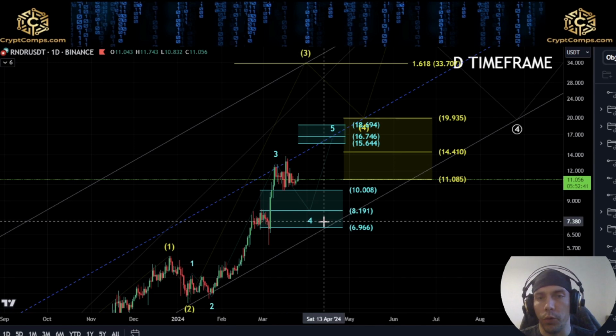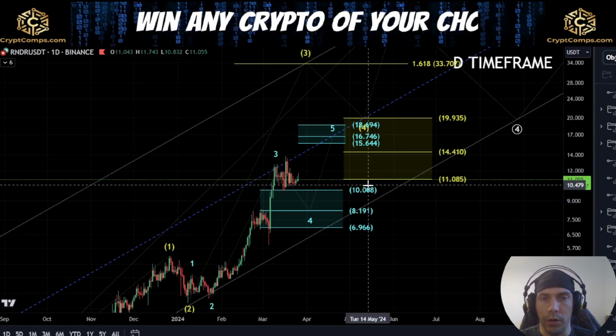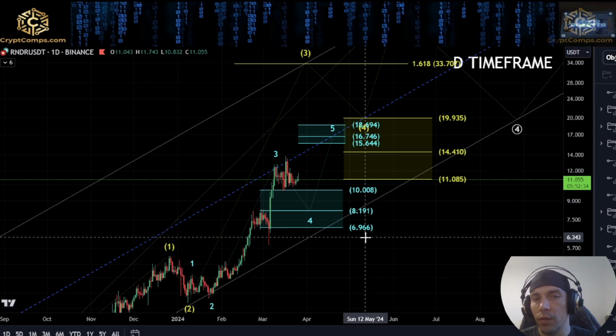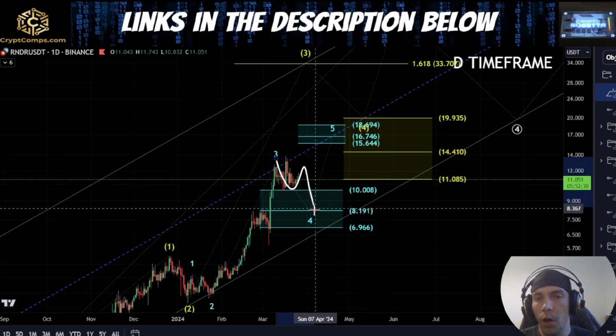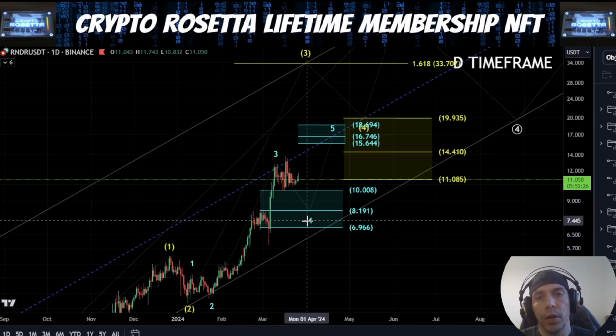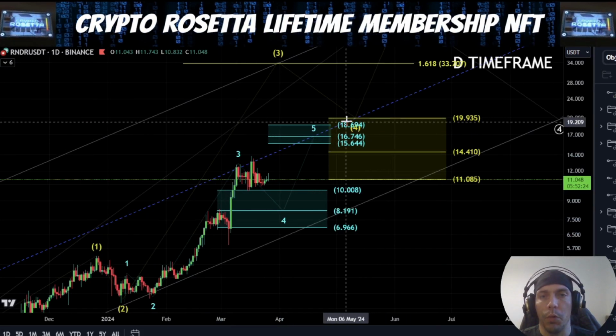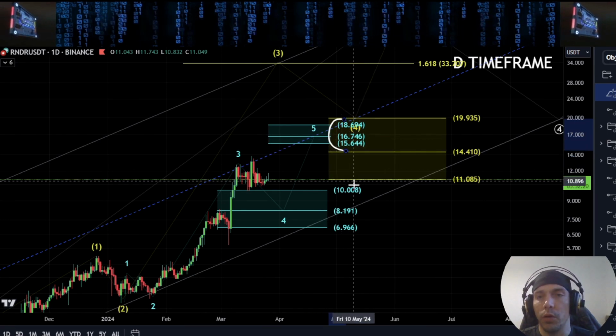much shallower fourth wave, where what we'd be looking for is basically a 3-wave pattern to the downside. 10.08 to this 6.96 is going to be a common target area. I want to see 3 waves down, holding this previous fourth wave preferably, and then looking to see this fifth wave to the upside, where we could see this 18.69 to this 15.64 as a possible target area.